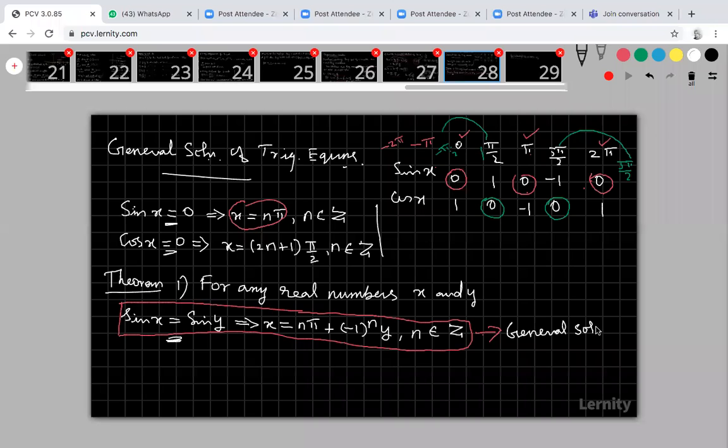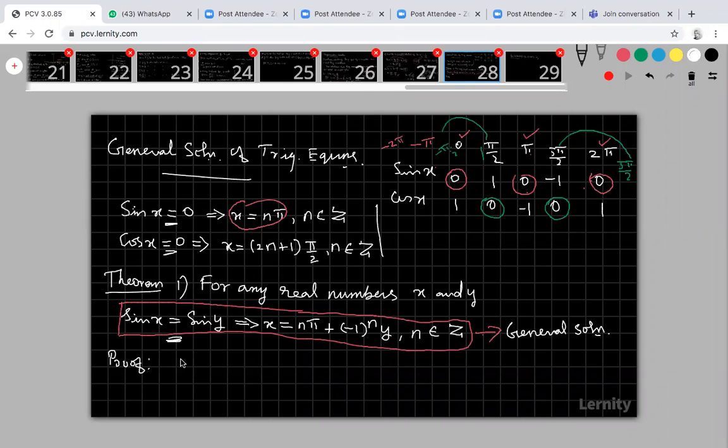What is the general solution, sir? What is the principal solution? The principal solution lies between 0 to 360, 0 to 2 pi. The general solution means it may be any angle, more than 2 pi or less than 0. So any solution is called a general solution. How to prove this result?